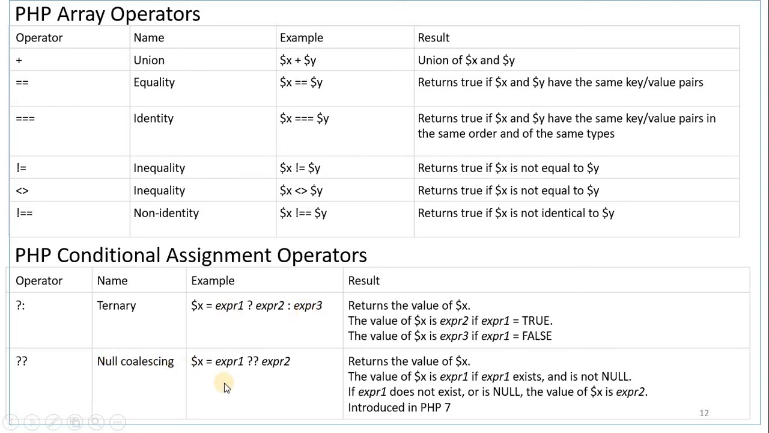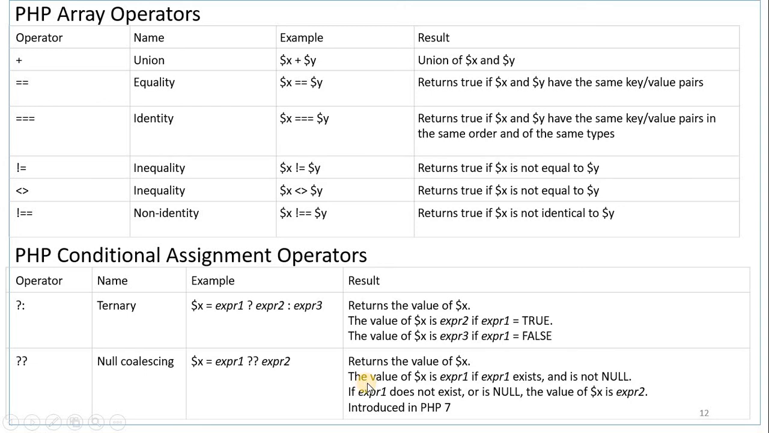Next is the null coalescing operator, which returns the value of x. The value of x is expression 1 if it exists and is not null. Here we have two expressions, expression 1 and expression 2. If expression 1 exists and is not null, expression 1 is assigned to x. If expression 1 does not exist or is null, then expression 2 is assigned to $x. This operator was introduced in PHP 7.